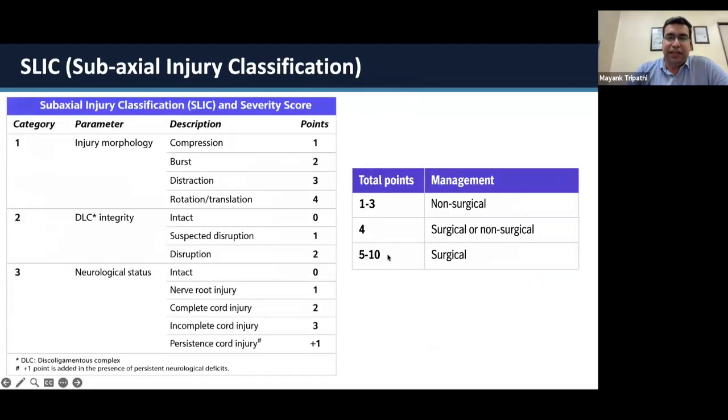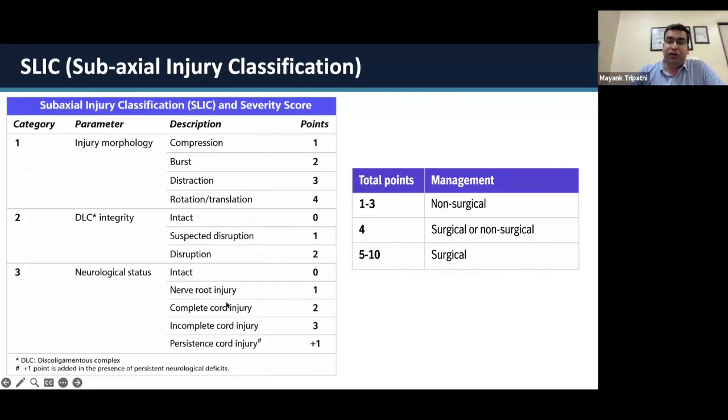So this is a table showing this SLIC classification. Different points were given for the injury morphology: 1 for compression, 2 points for burst, 3 for distraction, 4 for rotational or translational injury. And importance was also given to the discoligamentous complex. A score of 0 was given if the discoligamentous complex was intact, 1 for suspected injury, 2 for disruption.